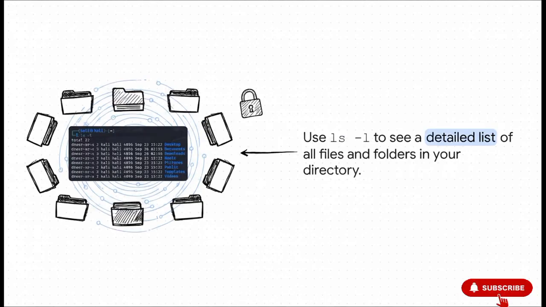So, what's actually in this home folder? Let's find out. Type ls -l and hit enter. This will give you a detailed list of everything in your current directory. You'll see all those familiar folders like desktop, documents, downloads, and so on.